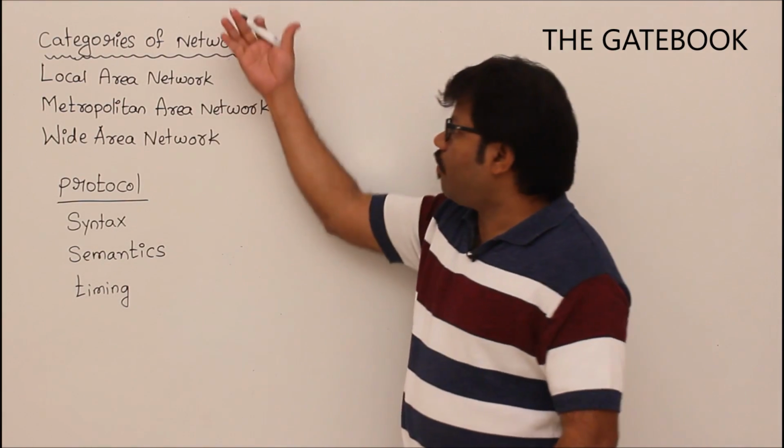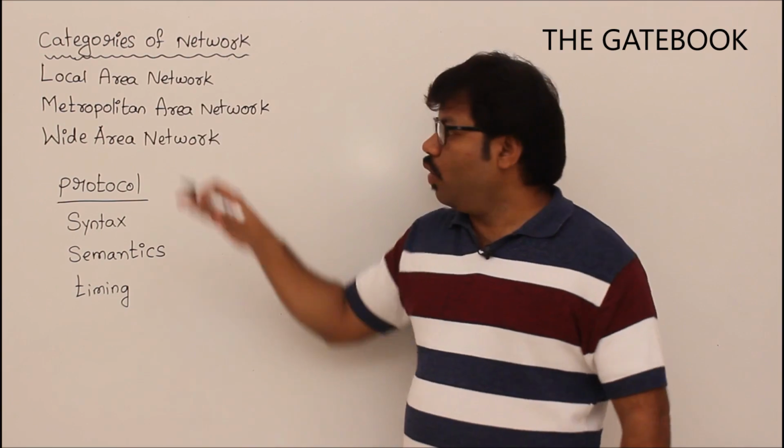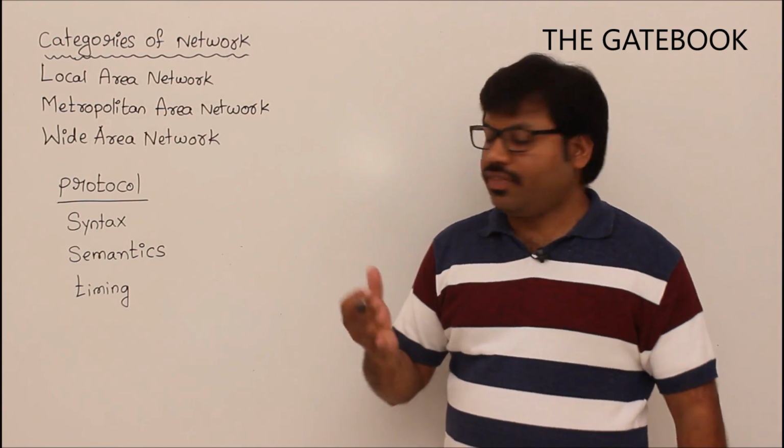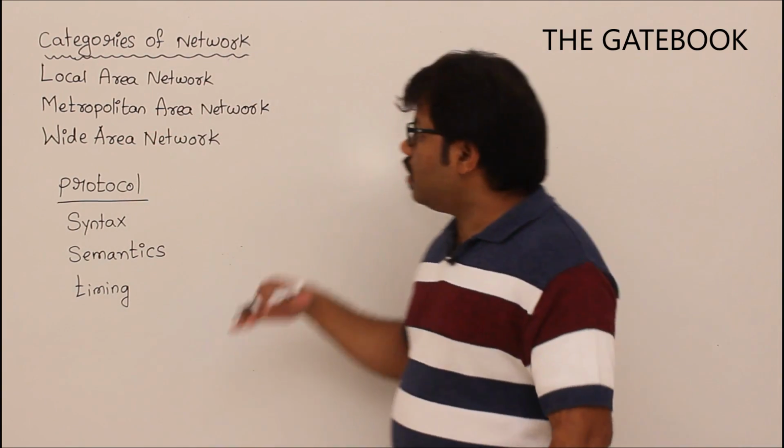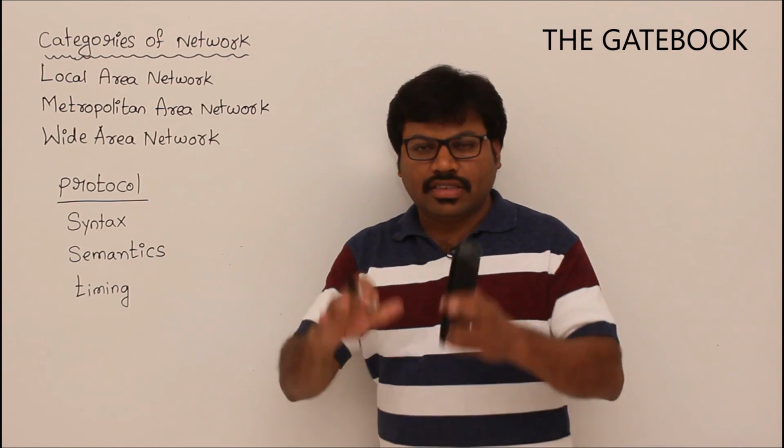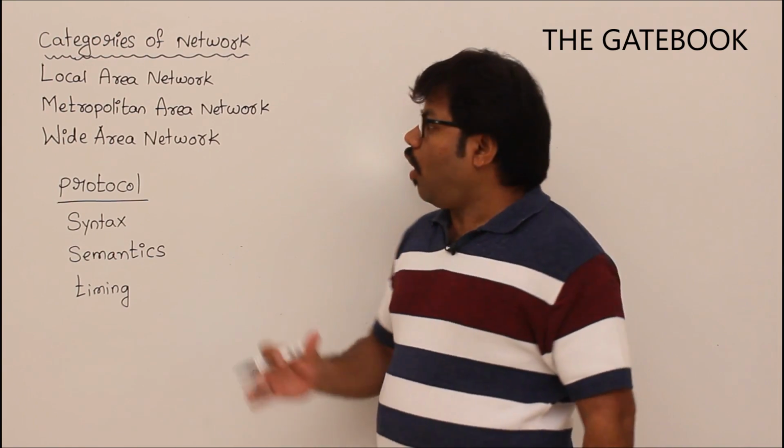Now we'll see categories of network. We have three categories: local area network, metropolitan area network, and wide area network. So this classification is based on the size of the network. So how big is it?